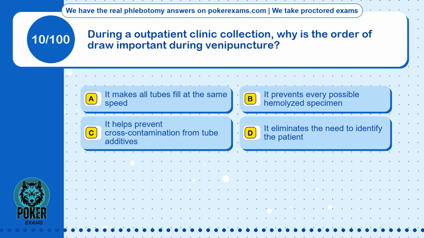Question 10. During outpatient clinic collection, why is the order of draw important during venipuncture? Option A. It makes all tubes fill at the same speed. Option B. It prevents every possible hemolyzed specimen. Option C. It helps prevent cross-contamination from tube additives. Option D. It eliminates the need to identify the patient.